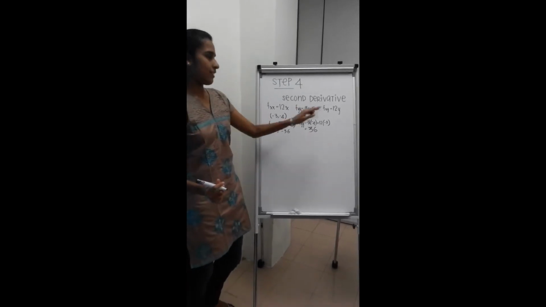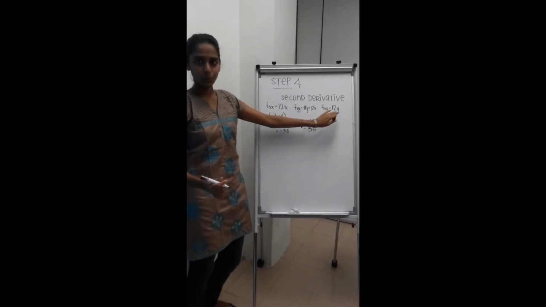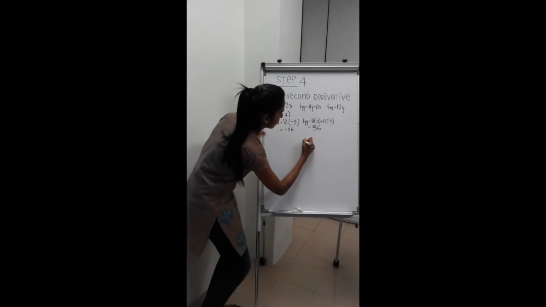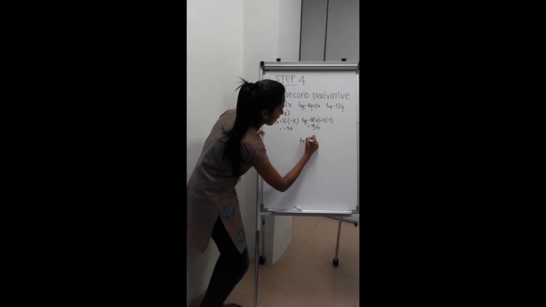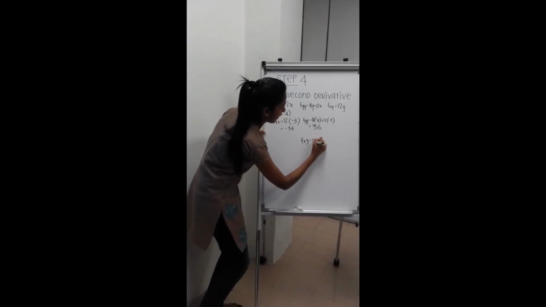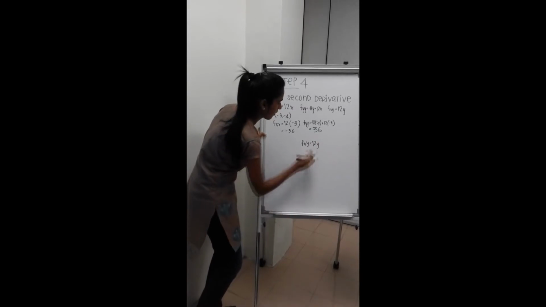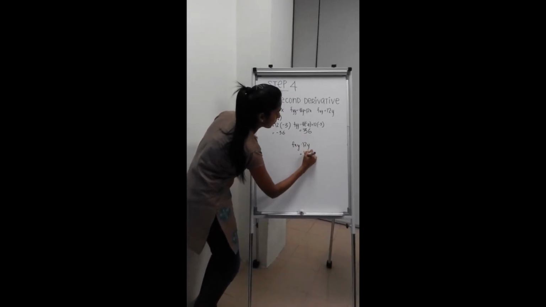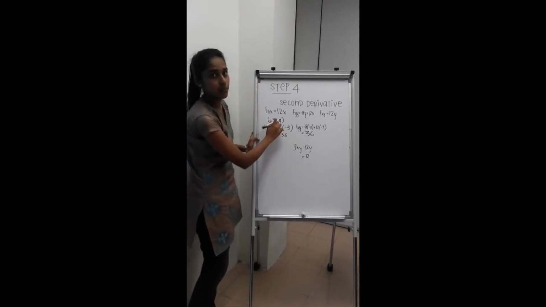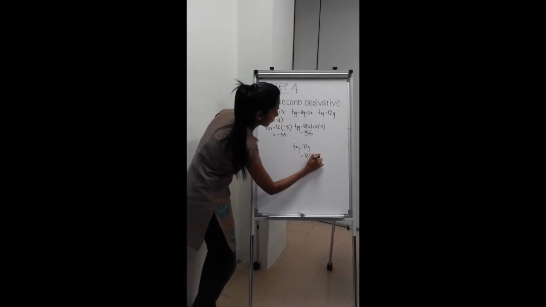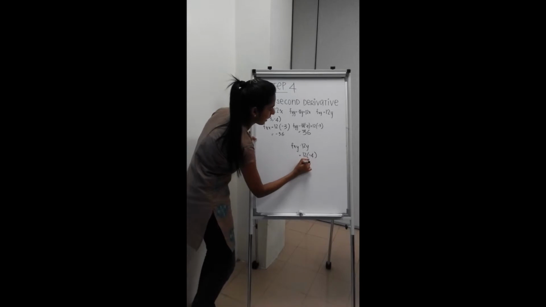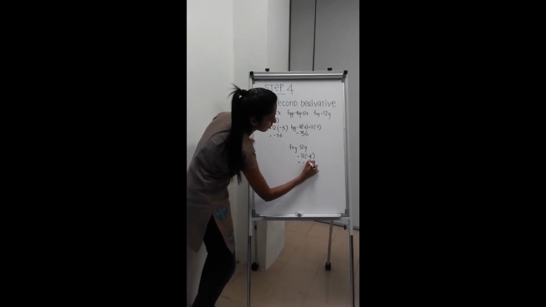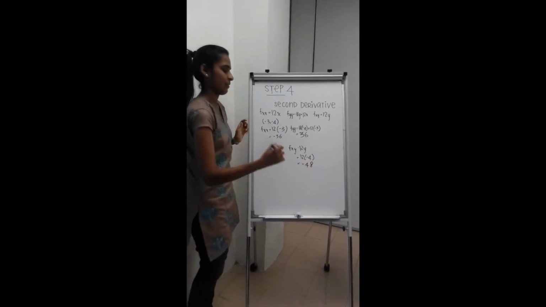Okay, third is fxy equals 12y. So fxy equals 12, y is negative 4. So the answer is negative 48.